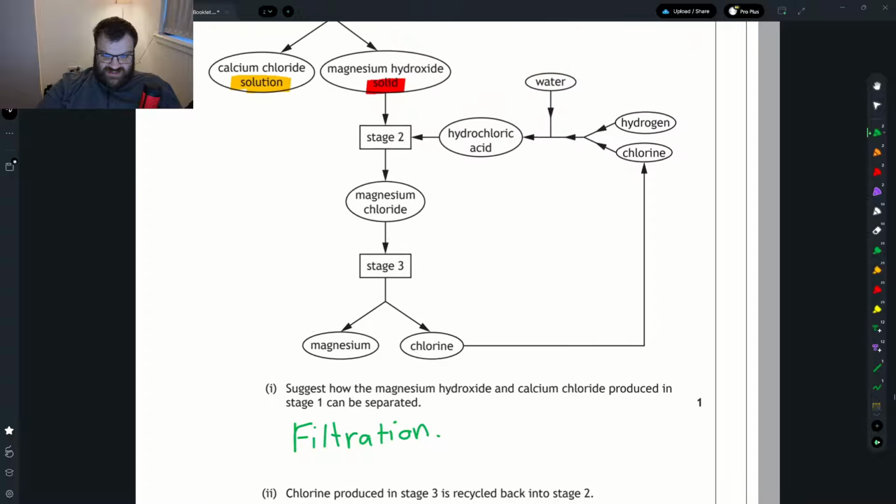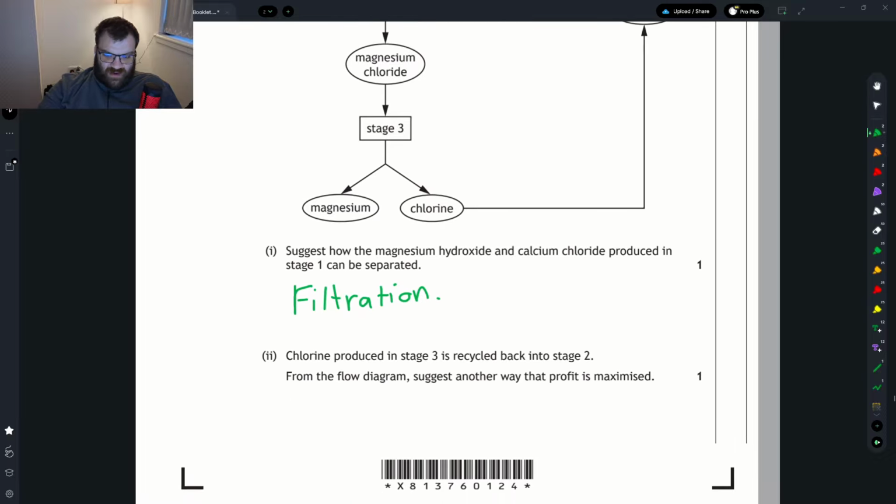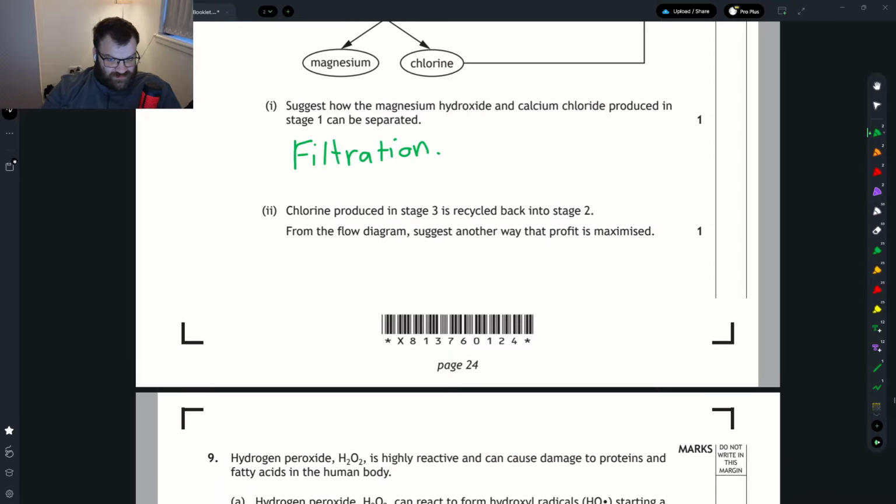Okay, chlorine is recycled back as a way of keeping costs down and increasing profits. We're asked for another way of doing that. What are we starting with? Our raw material is seawater. That is going to be cheap, especially if you are in close proximity to it. So it's a raw material if we can get it straight from nature. If it has to be processed a little bit, that would be a feedstock. So something like crude oil is a raw material, whereas something like petrol from crude oil would be a feedstock.